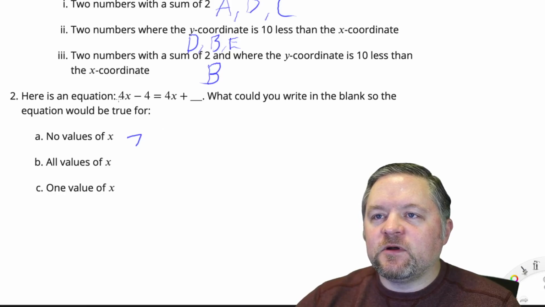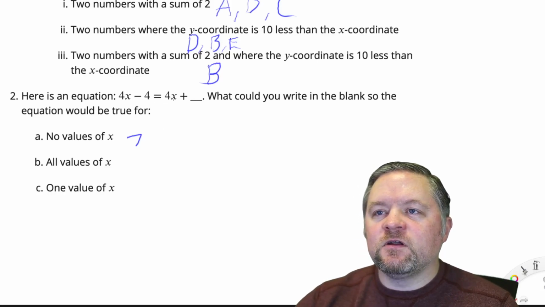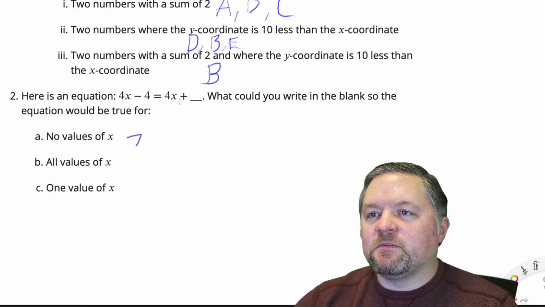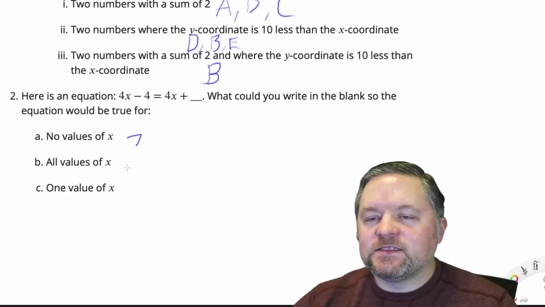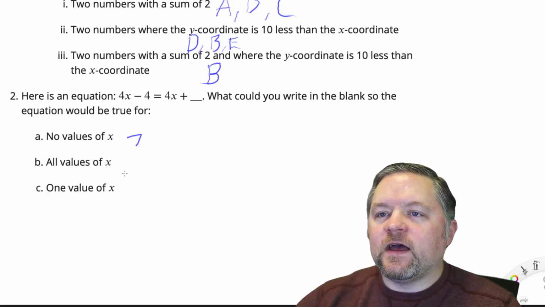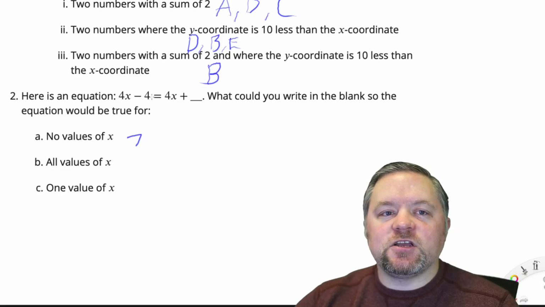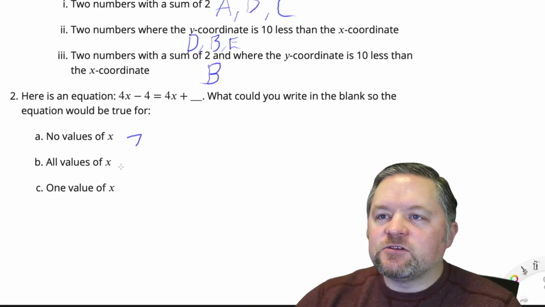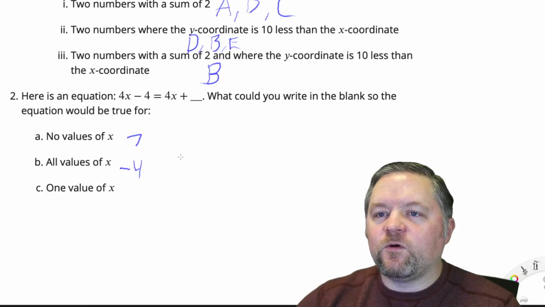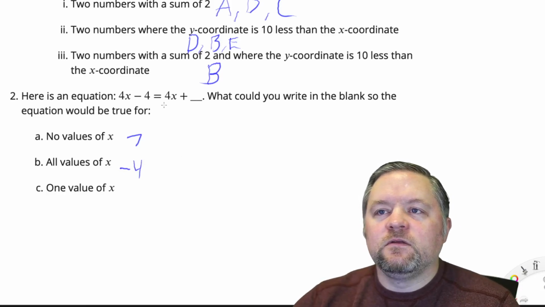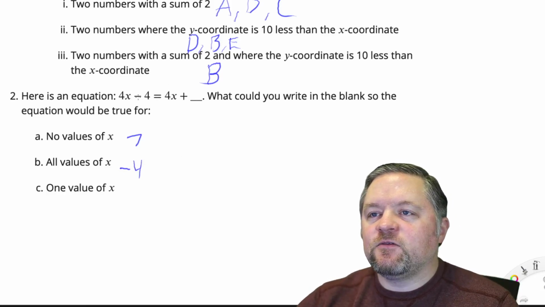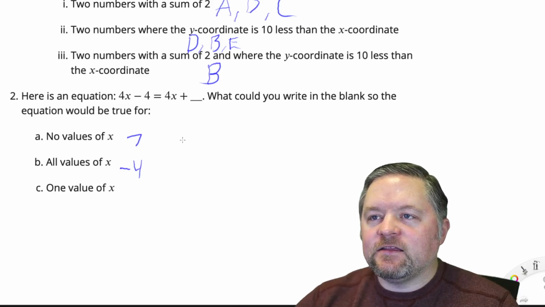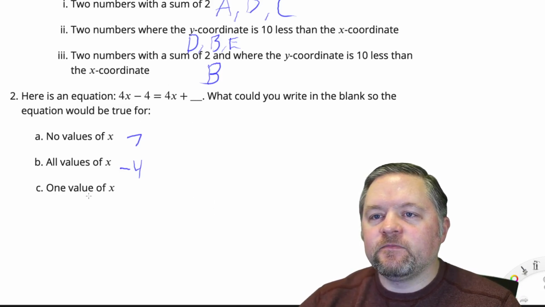There's nothing we can multiply by 4 and then subtract 4 that's the same as multiplying it by 4 and then adding 7. That's never going to work. All values of x. Well, that means each side has to be the same. So this would have to be negative 4, then each side of the equation is identical. Anything can work in the x.